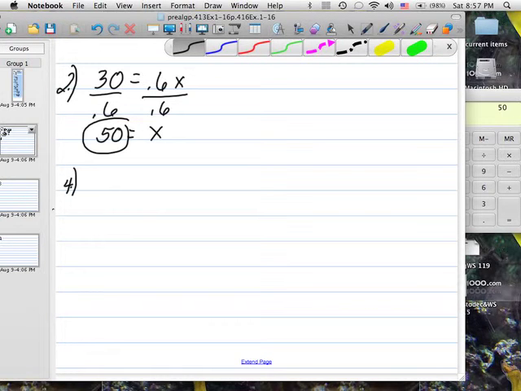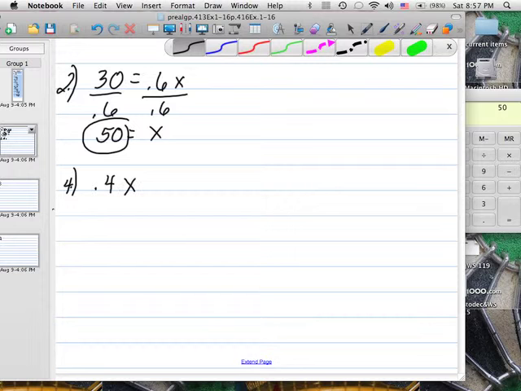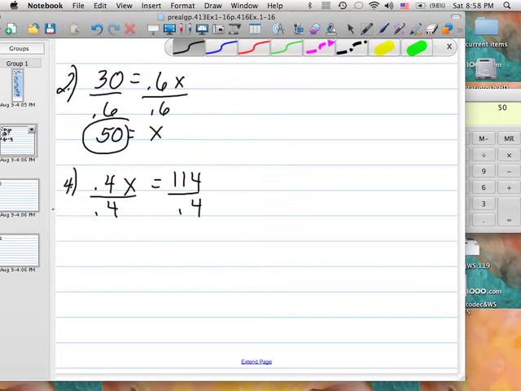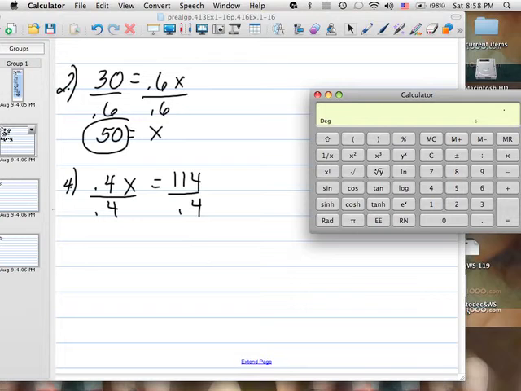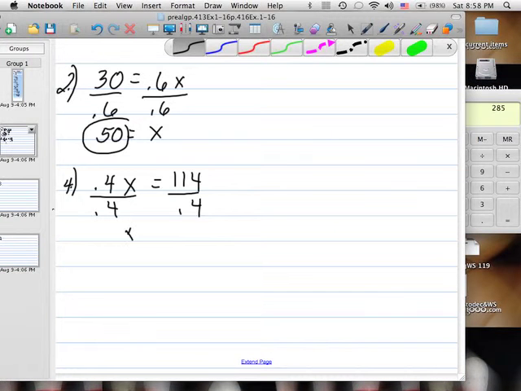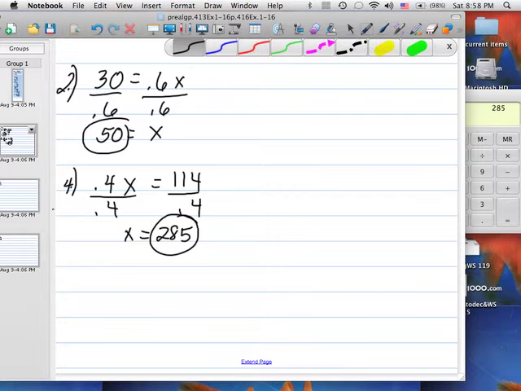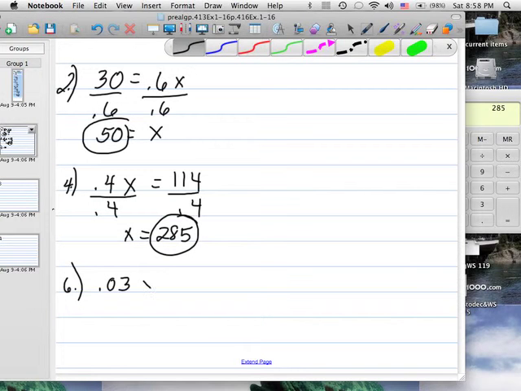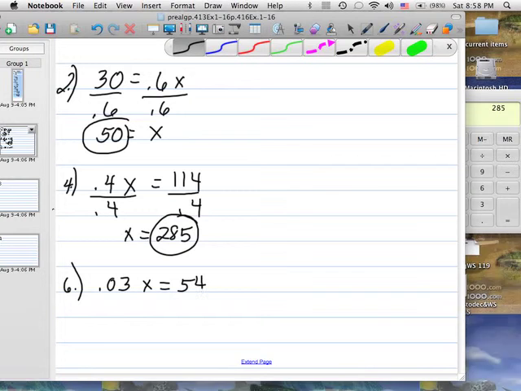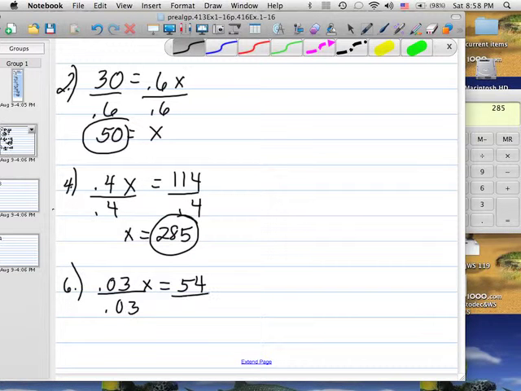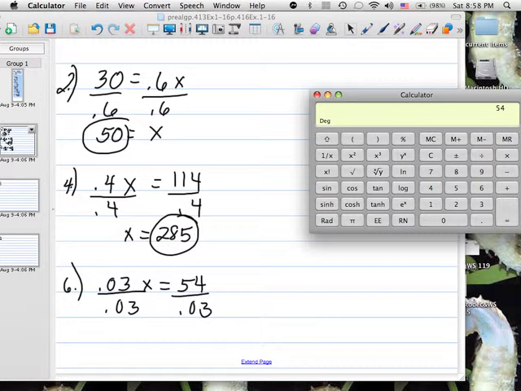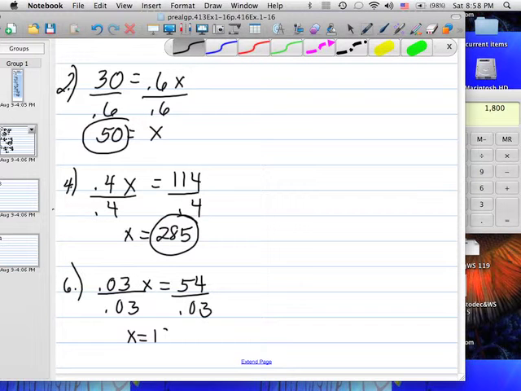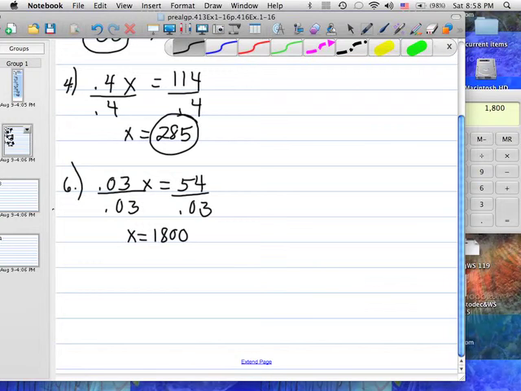Problem number 4, 40%, 0.4 of what number? X equals 114. Divide both sides by 0.4. So we get 114 divided by 0.4. And the whole amount was 285. Problem number 6, 3%, change it to a decimal, that would be 0.03, of what number? X equals 54. So we're going to divide both sides by 0.03. So 54 divided by 0.03 is 1,800. So 3% of 1,800 is going to be 54.